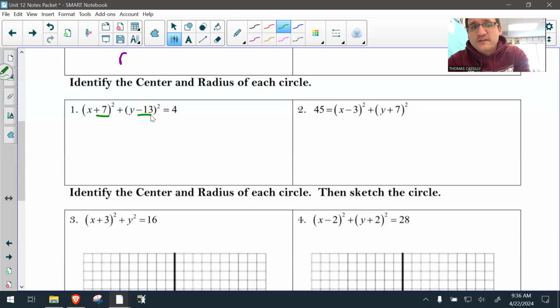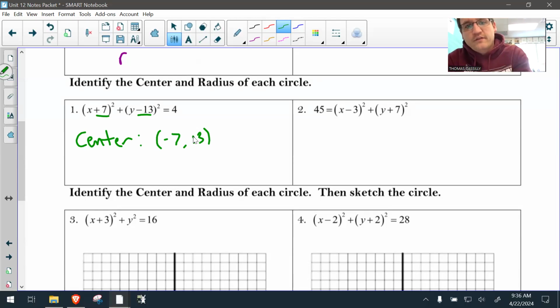So the center, since it's a positive 7, we know the center is negative 7 units and then positive 13 units. So we have to pretty much take the opposite sign of what they are giving us. So the center of the circle is 7 units to the left and then 13 units up.